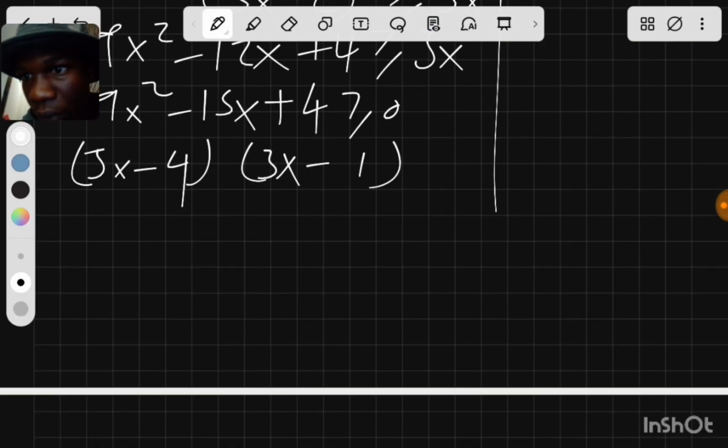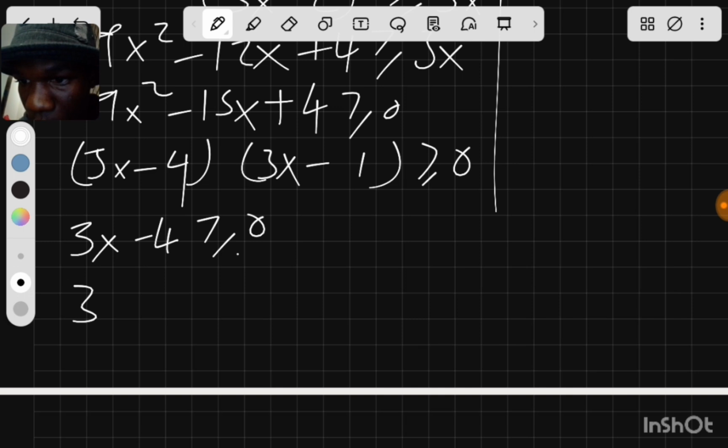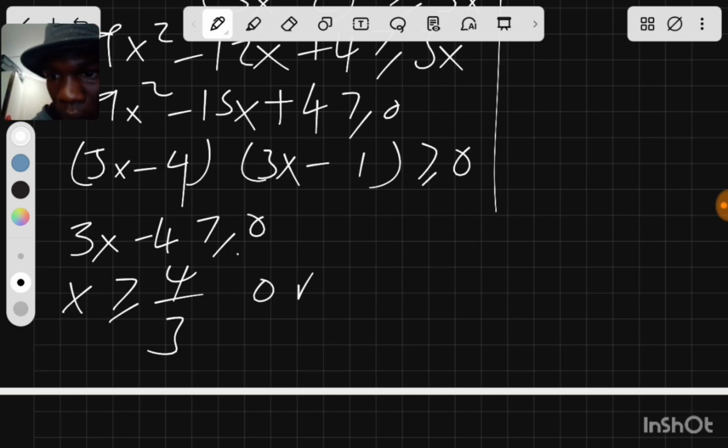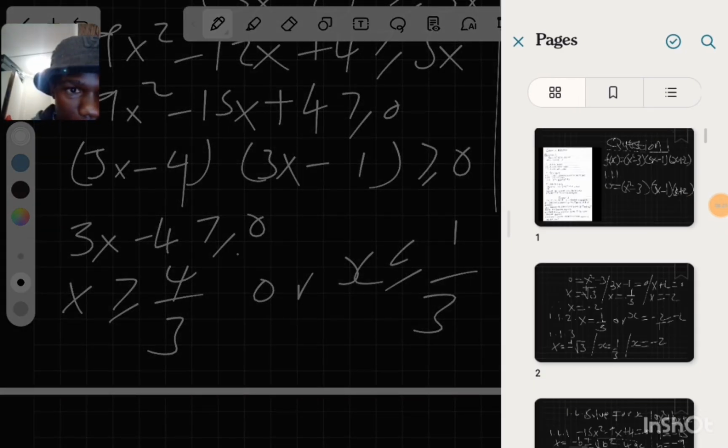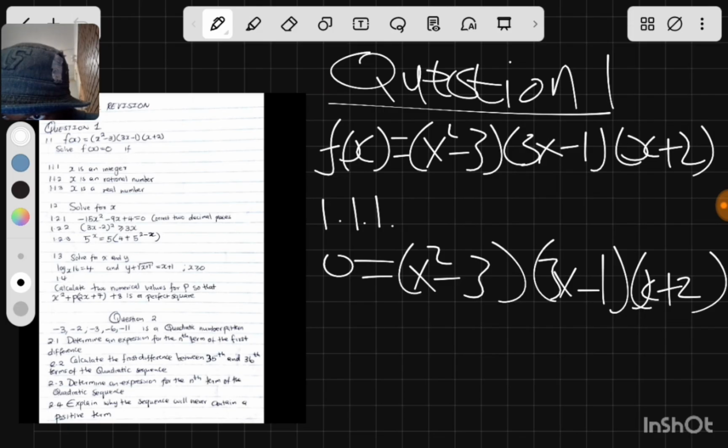So we're going to have 3x minus 4 greater or equal to 0. Then we're going to have x less or equal to 4 over 3, or x less or equal to 1 over 3. We are done.